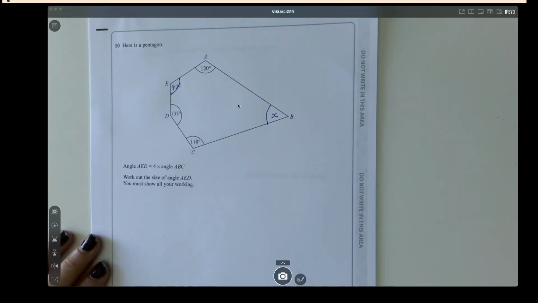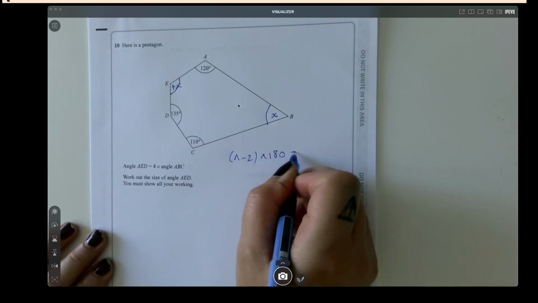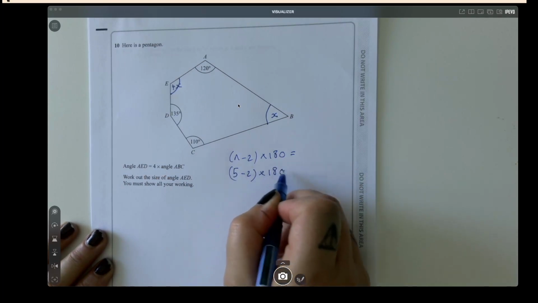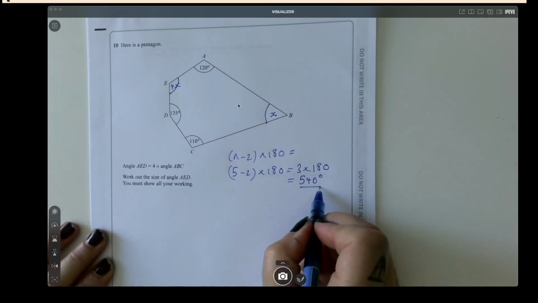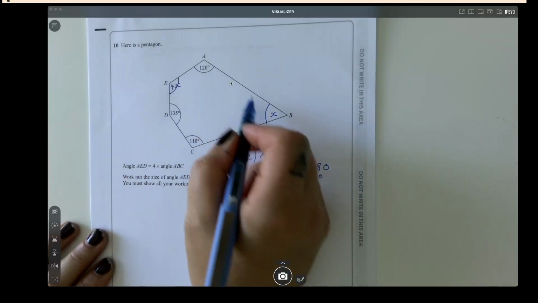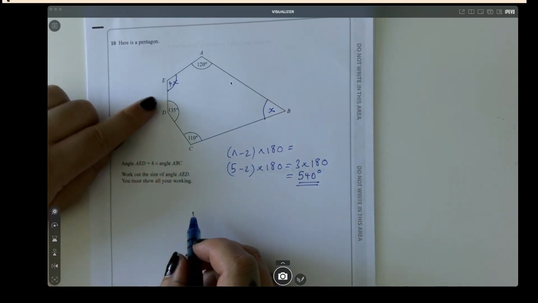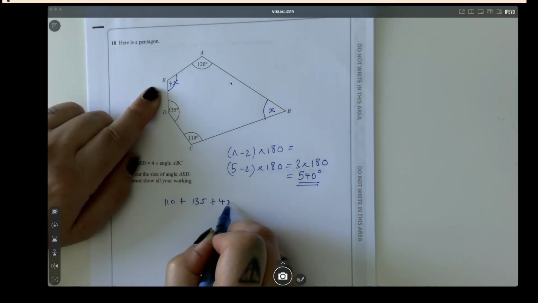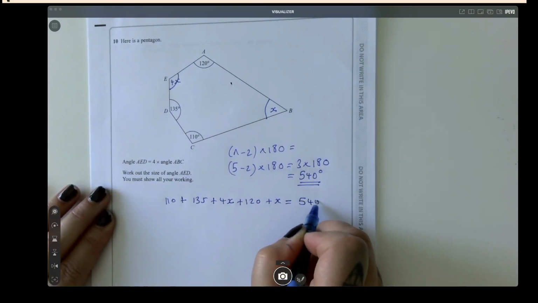So we want to know what the angles inside a pentagon would sum to. So we're going to do the number of sides subtracted by 2 multiplied by 180 for the sum of the interior angles. So we've got 5 sides, which is 3 times 180, which is 540 degrees in total. So let's form an equation now to solve, knowing that all of these angles should add up to 540. So we have 110 plus 135 plus 4x plus 120 plus x should all equal 540.